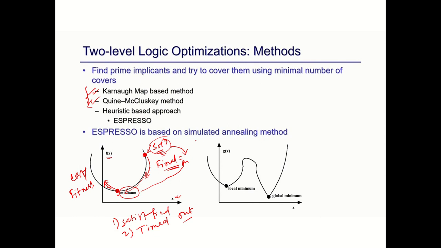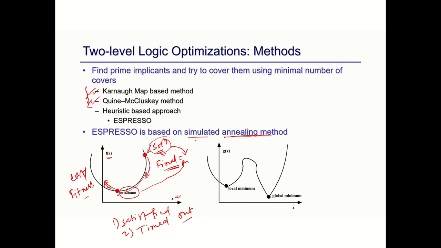So if it is timed out, automatically we just take the best solution, as we have stored it. Or it may be possible that there is no improvement in the fitness or the cost function, so we just come up with the best solution. Now this particular method is termed the simulated annealing method.